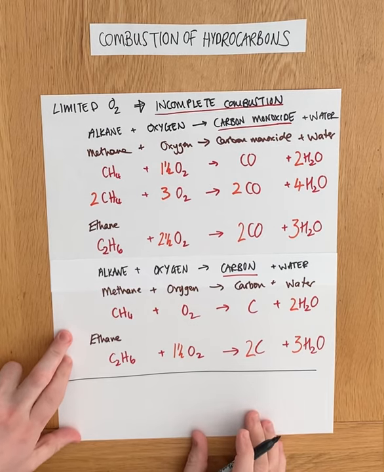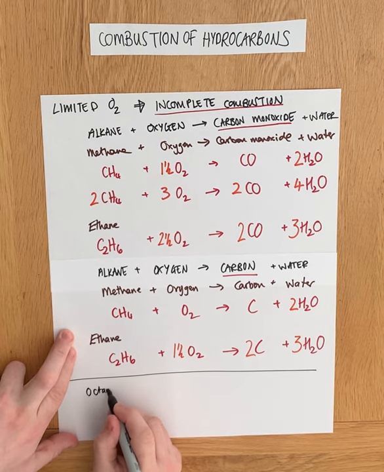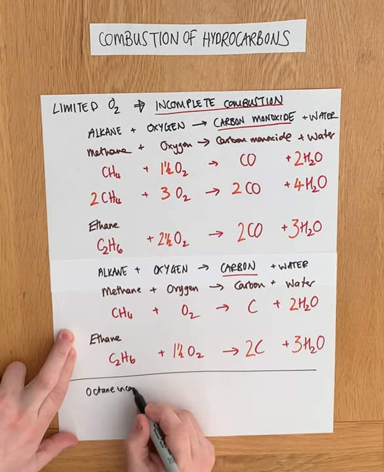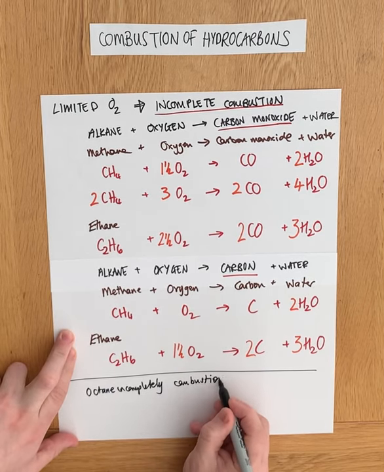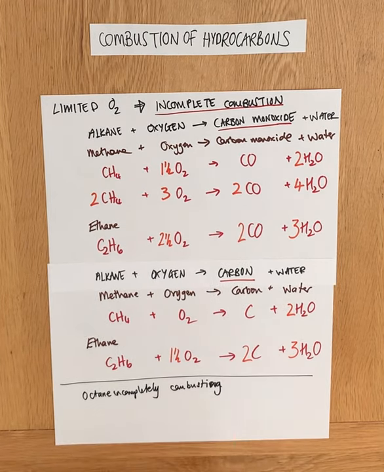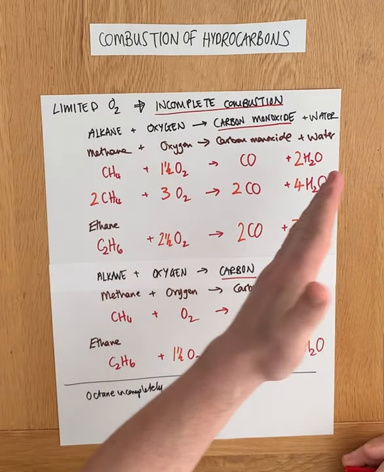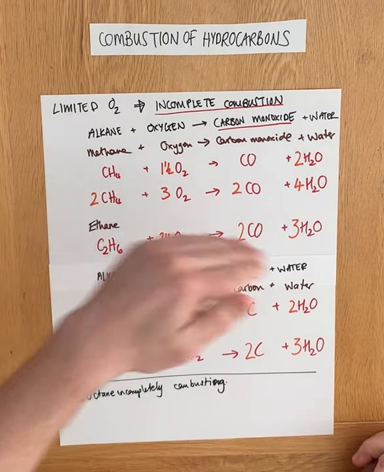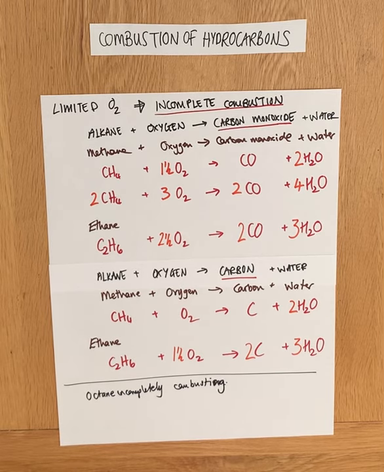So a horrible example that you could get could be something along the lines of octane incompletely combusting. If we were asked to write an equation for octane incompletely combusting, you could just say octane plus oxygen makes carbon monoxide and water. Whether it's a word equation, a symbol equation, and then balance it. Or you could go for just producing carbon as your carbon containing combustion product.